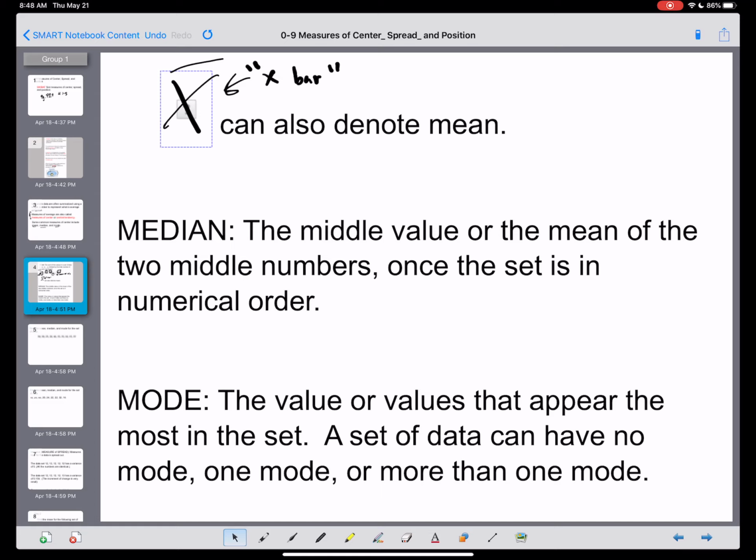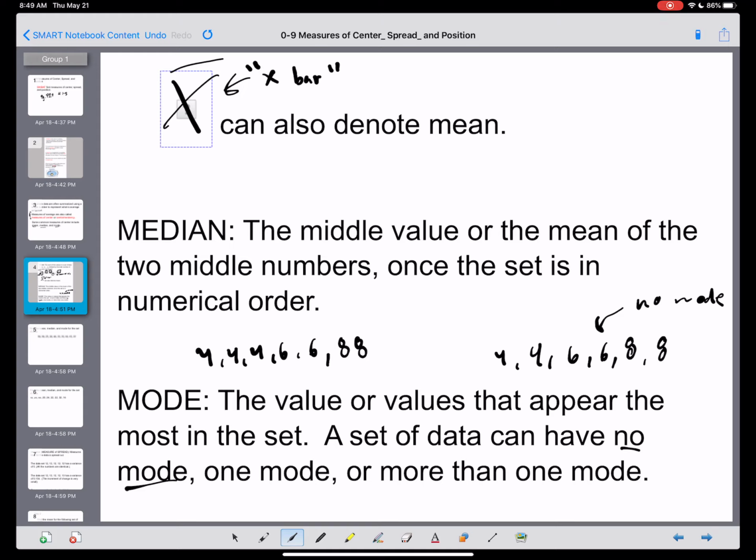Okay. You can have no mode if all the numbers occur the same number of times. Like, if I have a list of 4, 4, 6, 6, 8, 8, this would be no mode. Right? Because everything occurs twice. If I do 4, 4, 4, 6, 6, 8, 8, then obviously the mode would be 4, right?